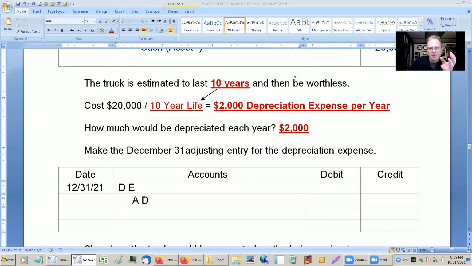But can the rest of you guys hear me okay, or am I too quiet? I can hear you. Okay. I know DE is depreciation expense. What is the AD? Accumulated depreciation. Oh, okay. Yeah, the DE, you're right, is depreciation expense. And AD is accumulated depreciation.